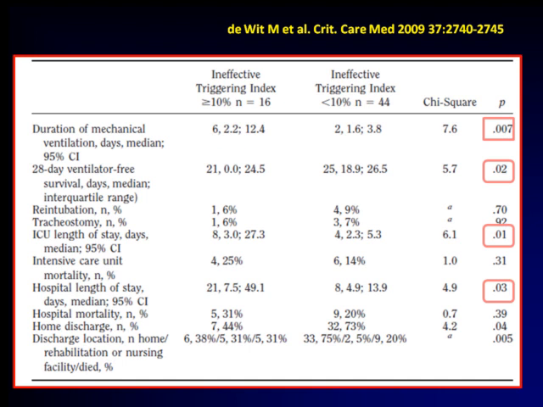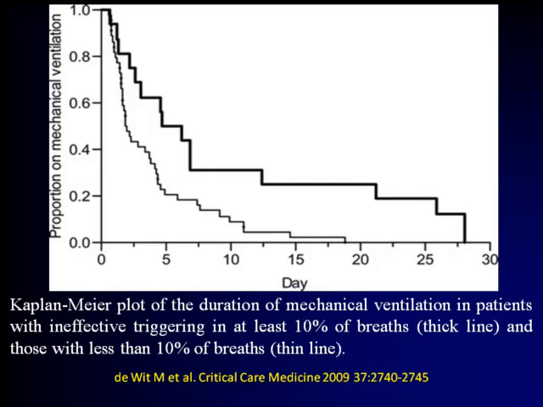And here you can see, maybe in a simpler way, on the Kaplan-Meier plot, those patients with at least 10% of asynchronous breaths had a much longer length of mechanical ventilation if compared with the patients with less than 10%.